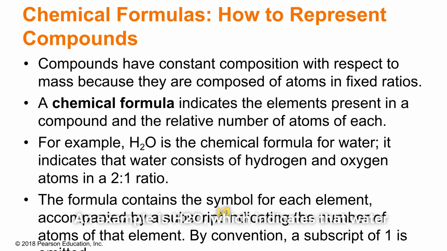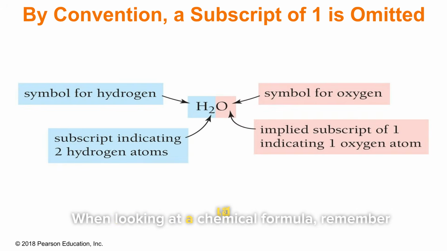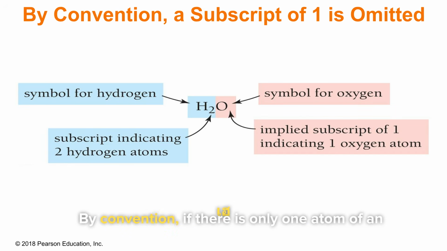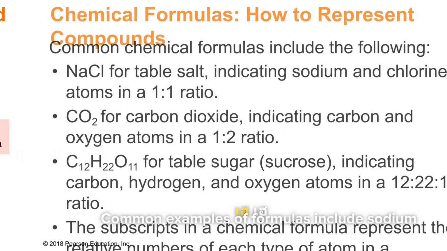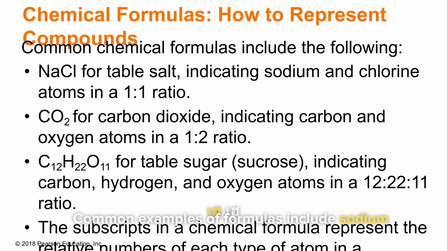An example is H2O, which indicates that water is made of hydrogen and oxygen in a 2:1 atomic ratio. When looking at a chemical formula, remember that subscripts indicate the number of atoms. By convention, if there is only one atom of an element, the subscript one is omitted. Common examples of formulas include NaCl for salt, CO2 for carbon dioxide, and C12H22O11 for sucrose. These subscripts represent fixed relative numbers of atoms that define the specific compound.